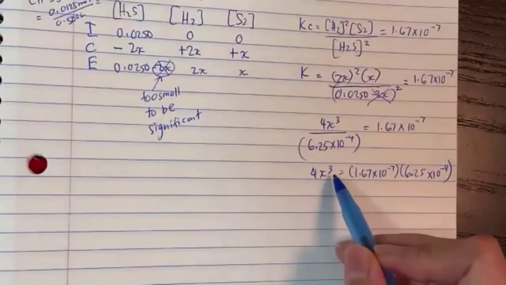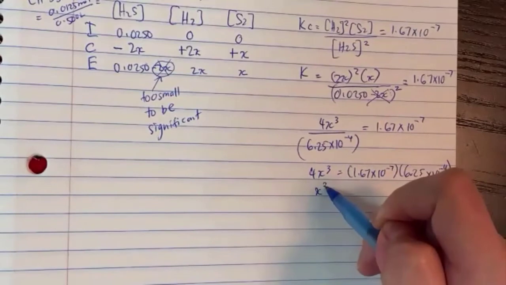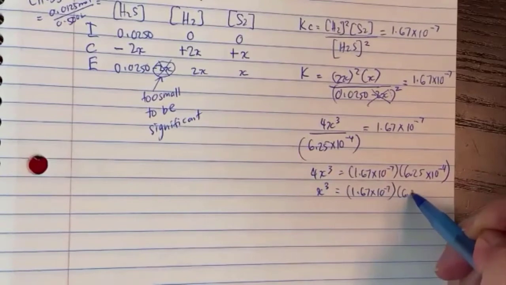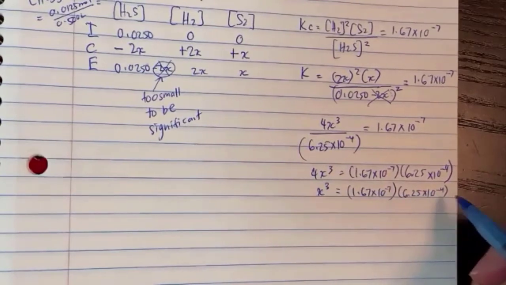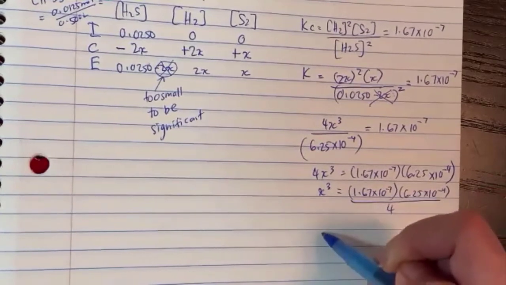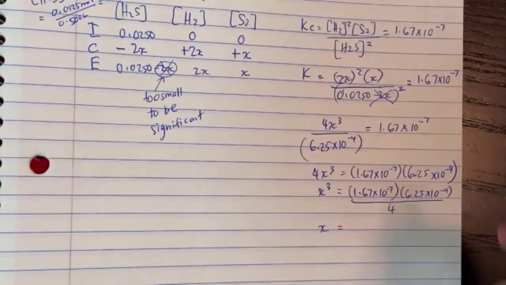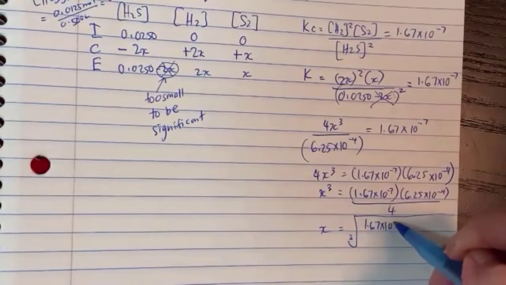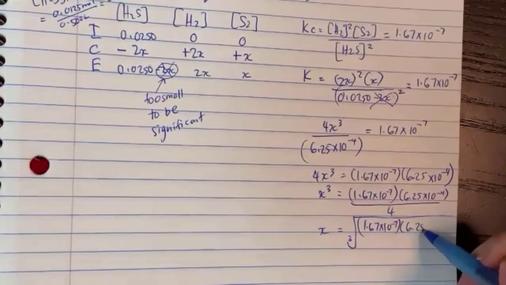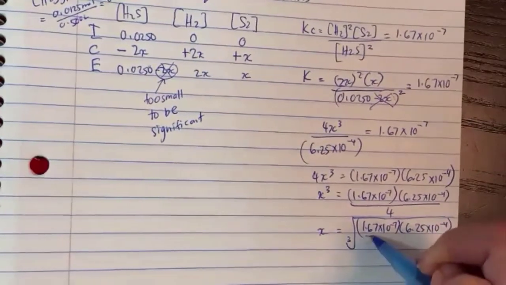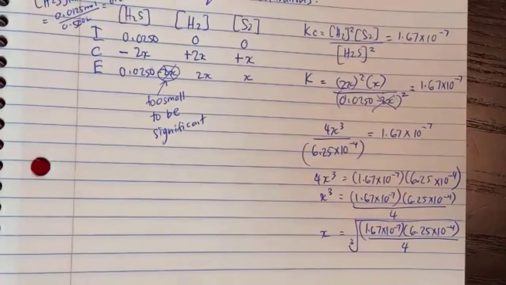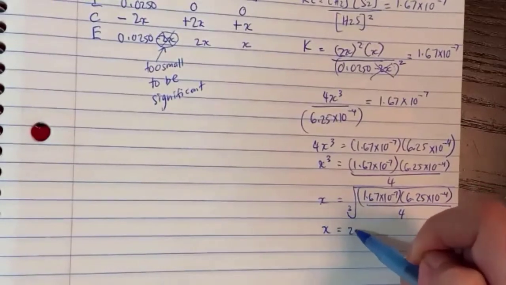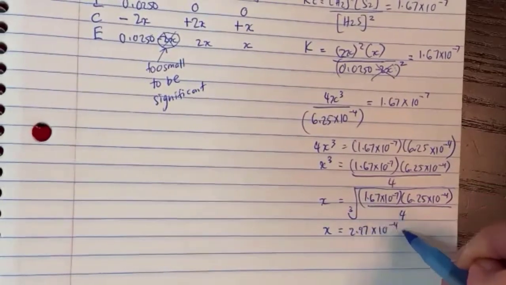And then if I want to get my x cubed, I divide this side by 4. So x cubed equals that term again, divided by 4. And then to get just x, what do you do? You take a cube root of everybody, okay? Divided by 4. And then you can get what x is when you plug it in your calculator. You get 2.97 times 10 to the minus 4 molarity.